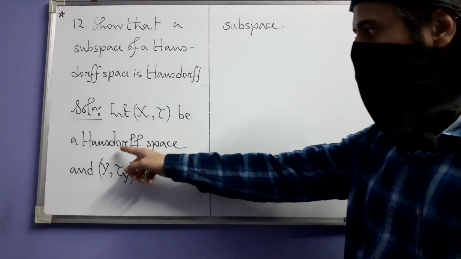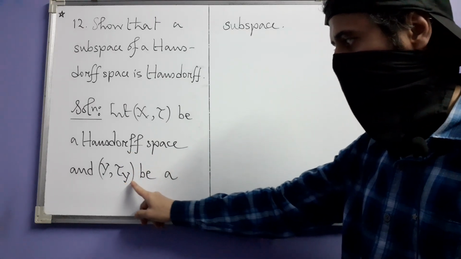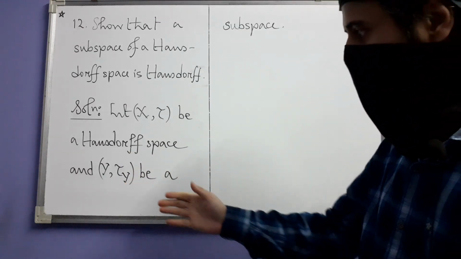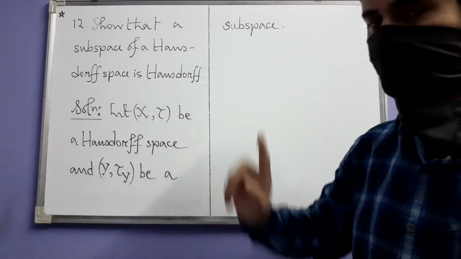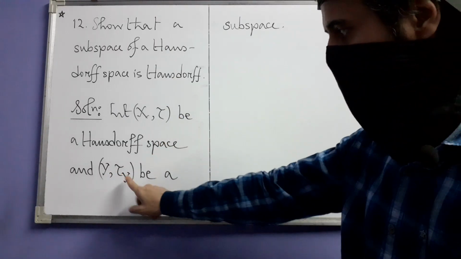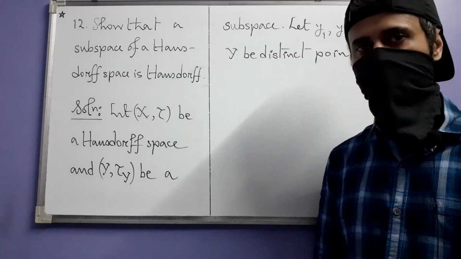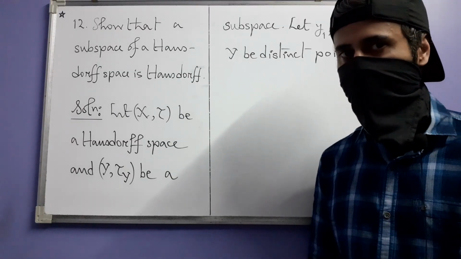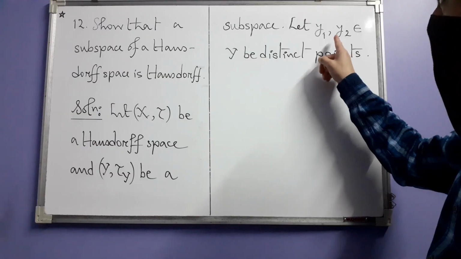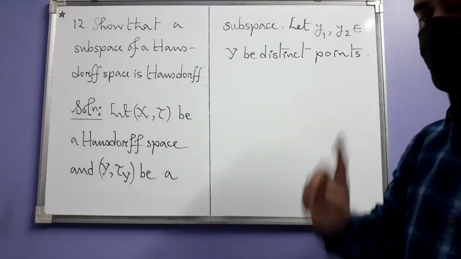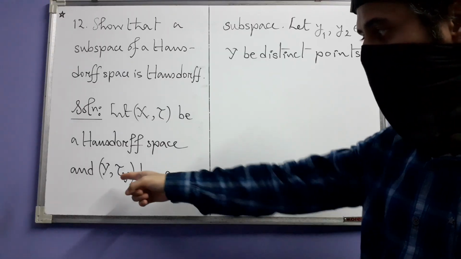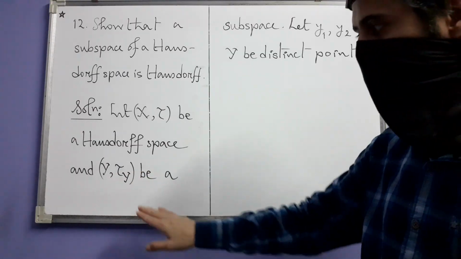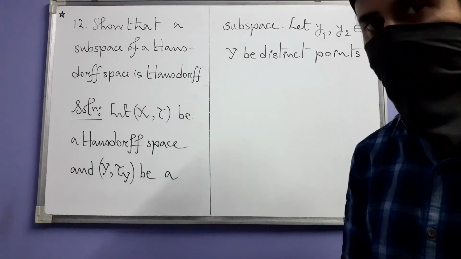Next, number 12, where we have to show that a subspace of a Hausdorff space is Hausdorff. Let (X, τ) be a Hausdorff space and (Y, τ_Y) be a subspace. So here τ_Y is the topology that Y inherits from the topology τ. It is the subspace topology. To prove that Y is Hausdorff, we take two distinct points y1 and y2 in Y. Now we have to separate them using disjoint neighborhoods in Y. Okay, so the neighborhoods have to come from the subspace topology.